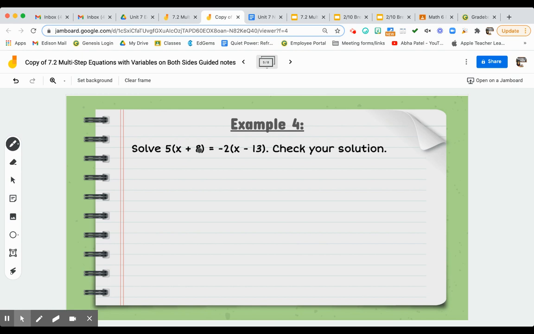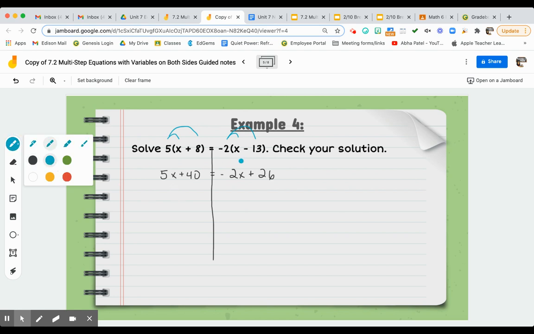All right, let's do this problem. I forgot my little line here, so I'm going to draw it. And now if you notice in this problem, there is distribution for this problem because we have parentheses. So that is going to be our first step. We got to distribute both sides first. So you're going to have 5x plus 40 is equal to negative 2x plus negative 2 times negative 13 is 26. Negative times negative is positive.